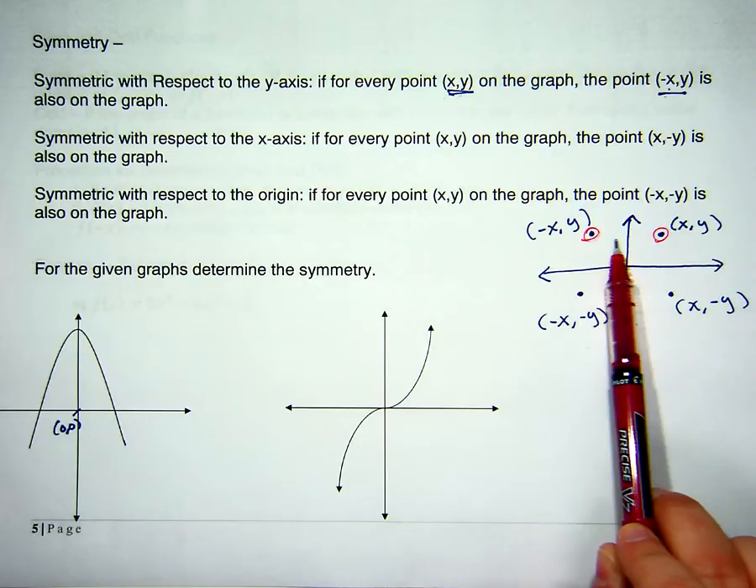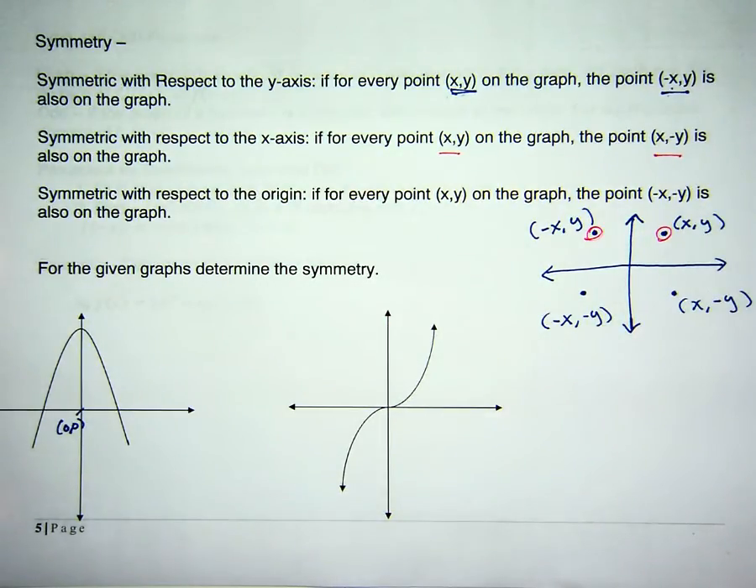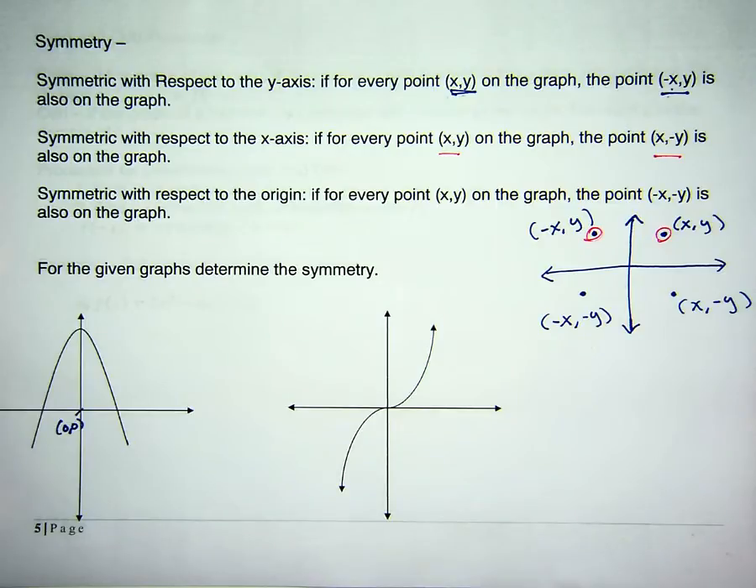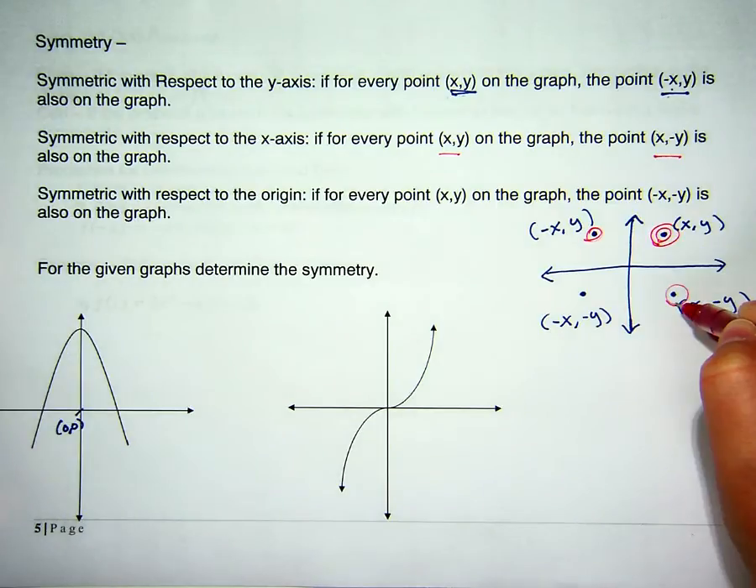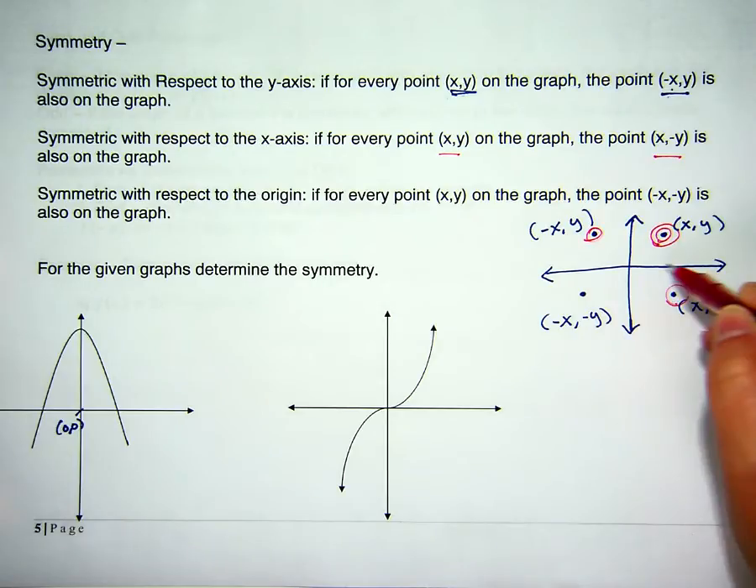Let's look at x-axis symmetry. It says for every point (x, y), the point (x, negative y) is also on the graph. So for every point (x, y), the point (x, negative y) is also on the graph. Notice that the points are opposite each other across from that x-axis, and that's how we know it's x-axis symmetry.